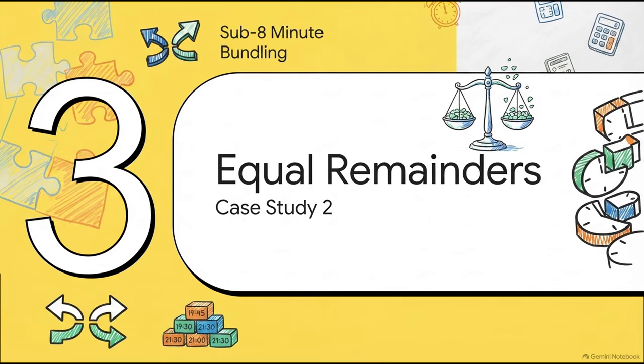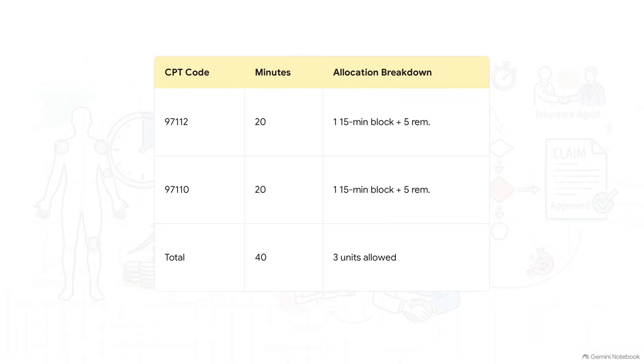Section 3. Advanced scenarios, multi-service split, and sub-8-minute bundling. Let's look at case 3. This is a multi-service split. We have 18 minutes of 97110, 13 minutes of 97140, 10 minutes of 97116, and 8 minutes of 97530. That is a total of 49 minutes, which means 3 billable units.